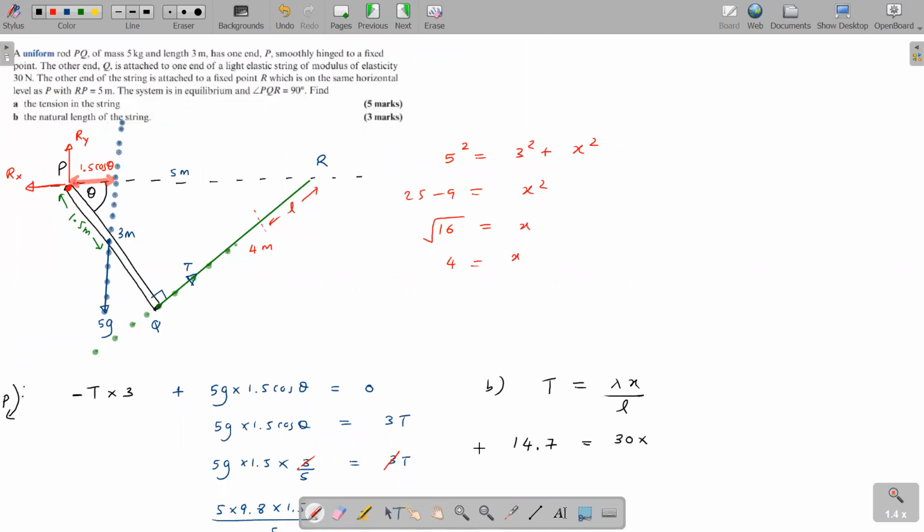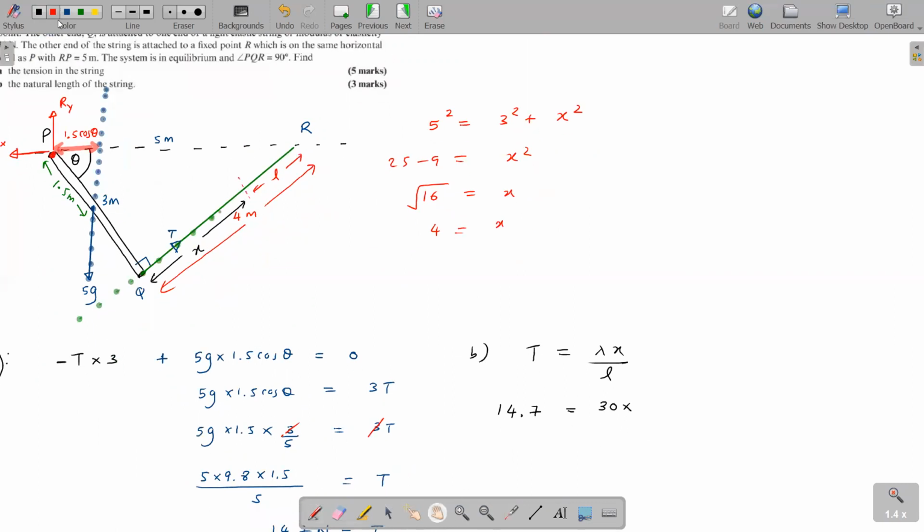Extension. You can see here the extension is this particular distance, right? Let's give it in terms of L because I want to find L. 4 is the complete distance here, so it's better to give our x in terms of L. So x will be 4 minus L, over L.